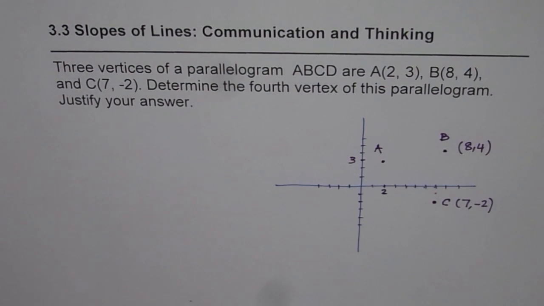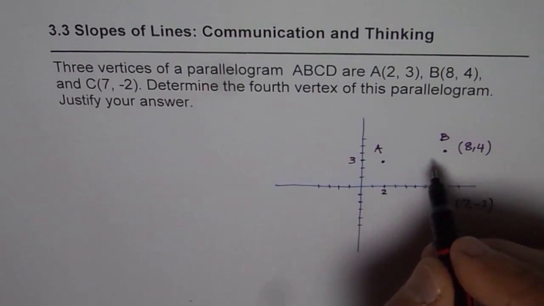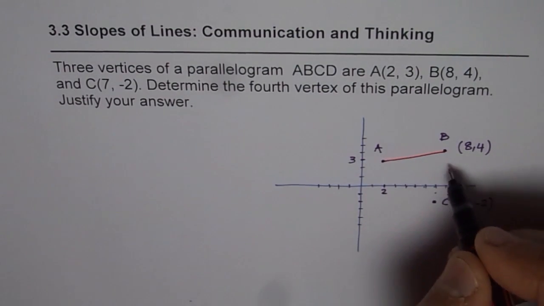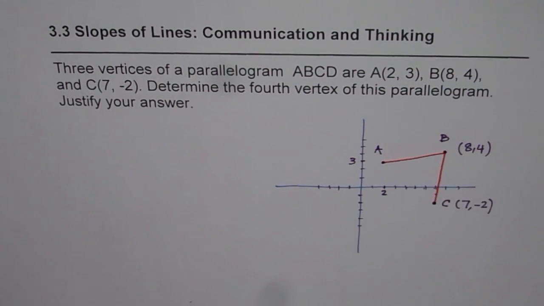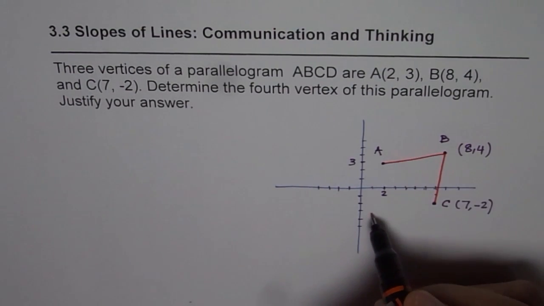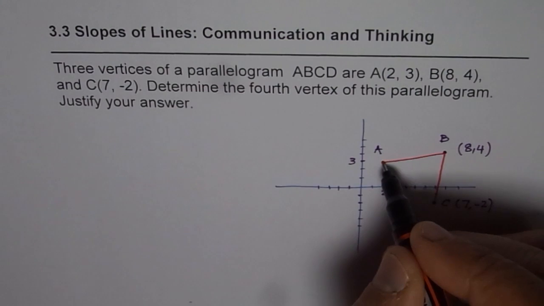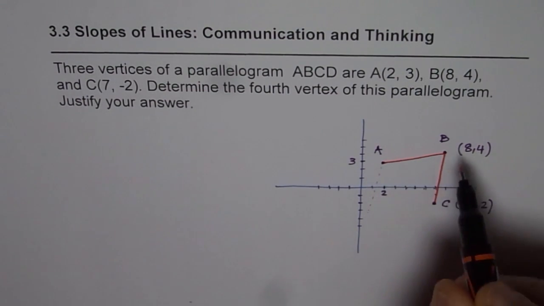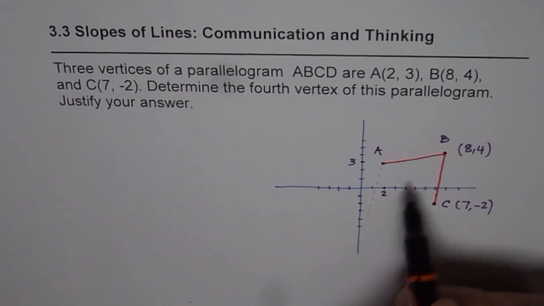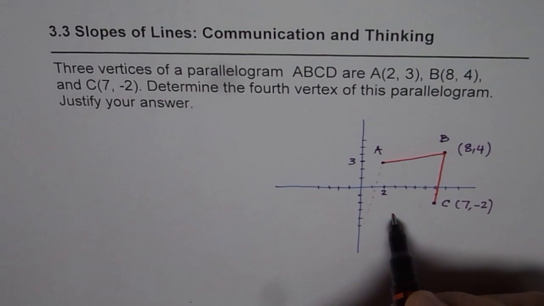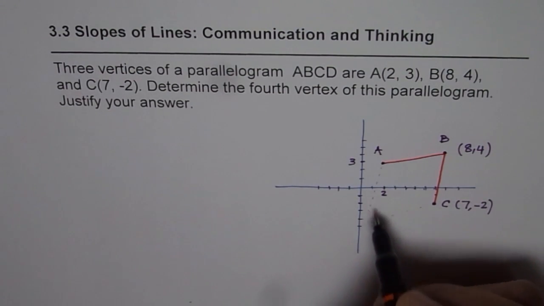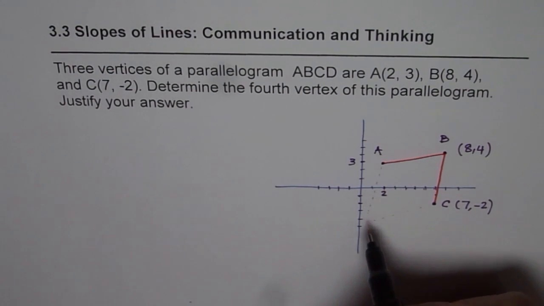So we have 3 points. If I join them, we get 2 sides of the parallelogram. Now, as you know, a parallelogram is a quadrilateral, a 4-sided figure where opposite sides are parallel. That is to say that point D is such that AD is parallel to BC. So we can draw a parallel line from here and get to point D. Similarly, CD is parallel to BA, so we can draw a parallel line here and get a point. That is the way we are going to get the fourth vertex.